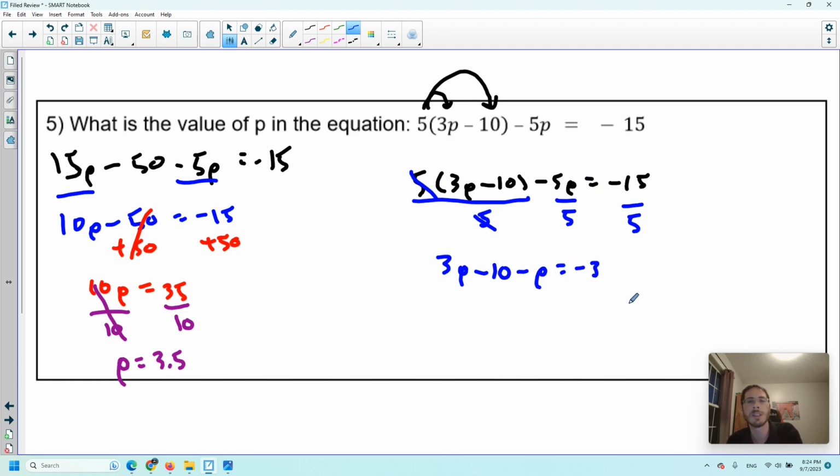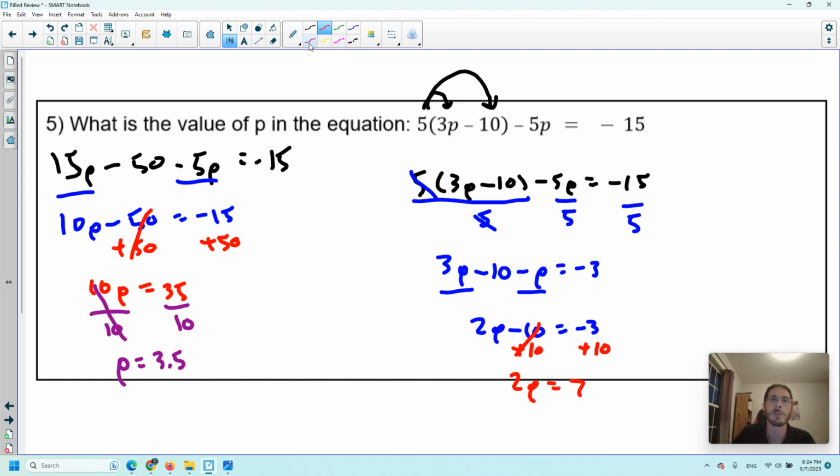So that one was a little bit sneakier to see, but the reward is, look, my numbers are a lot smaller than they were over here. Now when I combine my like terms, 3p minus p, I have 2p minus 10 equals negative 3. So the reward there is all these numbers are a lot smaller. I'm going to add 10, but you can see now I'm keeping the colors the same. We're doing basically the same steps. 2p is 7.